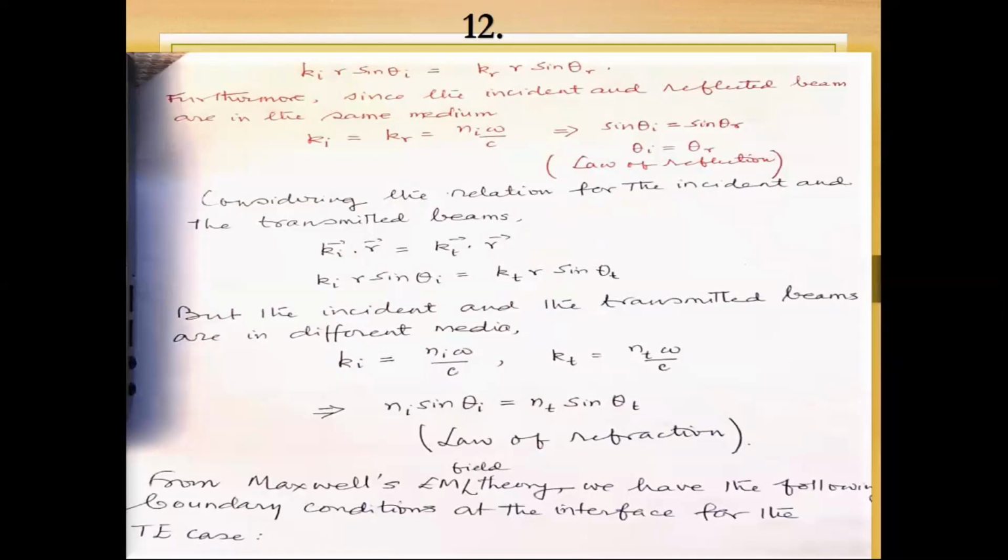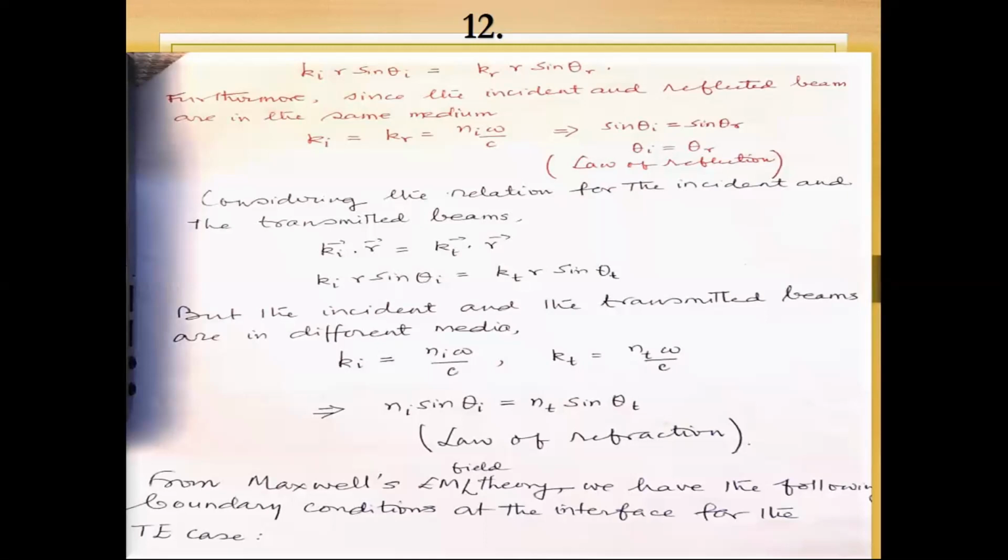Ki R sine theta I equal Kr R sine theta R, and incident and reflected being in the same medium, Ki being equal Kr, which we have just proved, equal Ni omega by C. So it implies sine theta I equal sine theta R, which is our law of reflection.